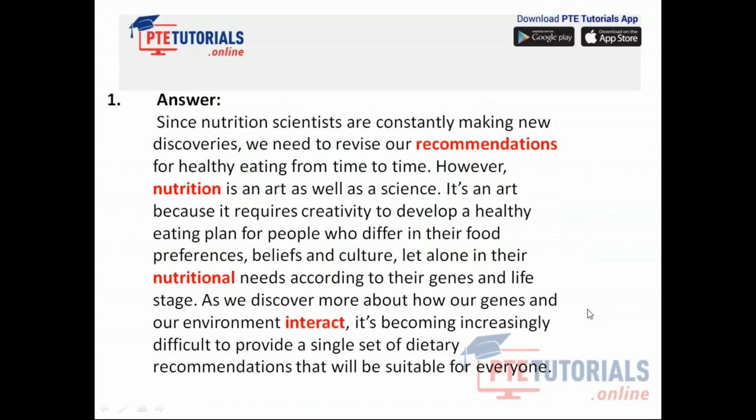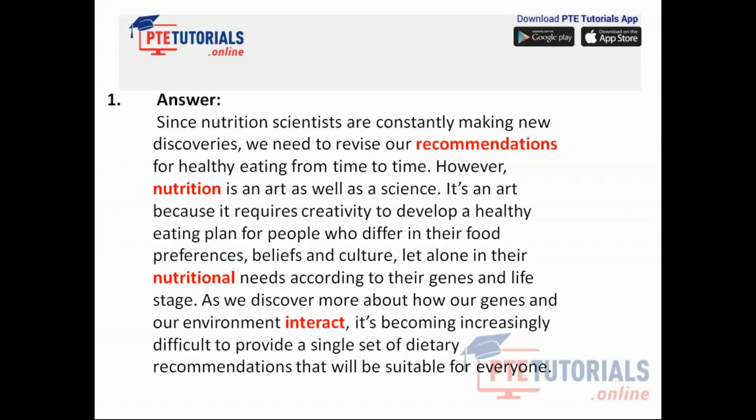First one is we need to revise our recommendations. Then however, nutrition is an art as well as science. Then let alone in their nutritional needs. I can't write here nutrition needs. Nutritional needs. And the last we have our environment interact.